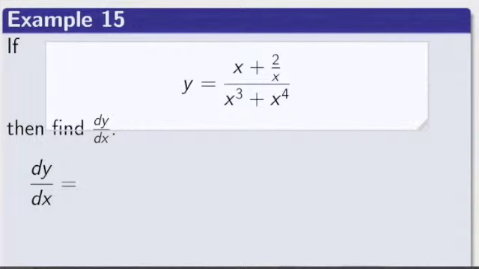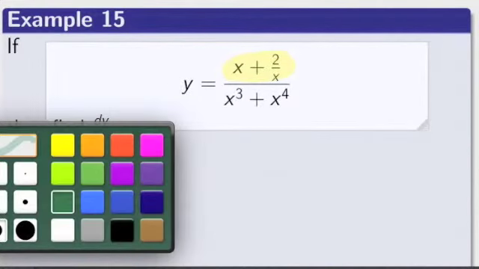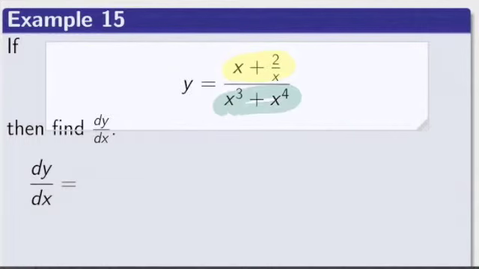Let's look at another example, example 15. y is a ratio of two functions. There is one function in the numerator which is colored yellow. There is a second function in the denominator which is colored green. So y is a ratio of two functions, and to find the derivative of y with respect to x, we could apply the quotient rule. Now before we apply the quotient rule, we could write y in a more convenient form.